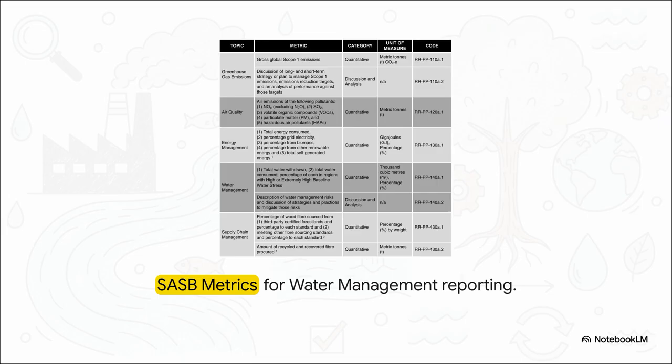But right alongside that, you have RRPP 140A.2, which falls into the discussion and analysis category. This requires a narrative description. You have to explain your water management risks and the actual on-the-ground practices used to mitigate them. To do a proper audit, you absolutely need both, the hard math and the strategic context.